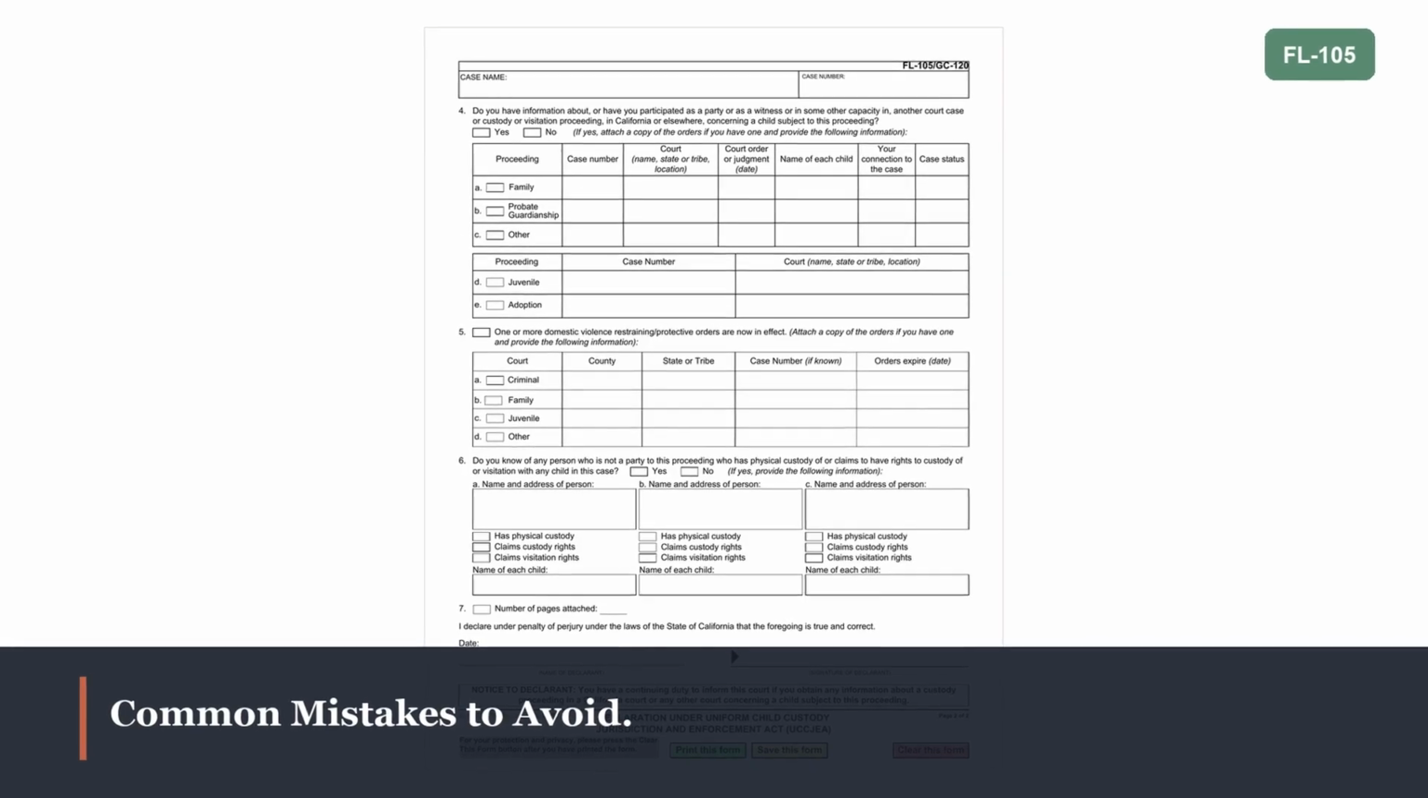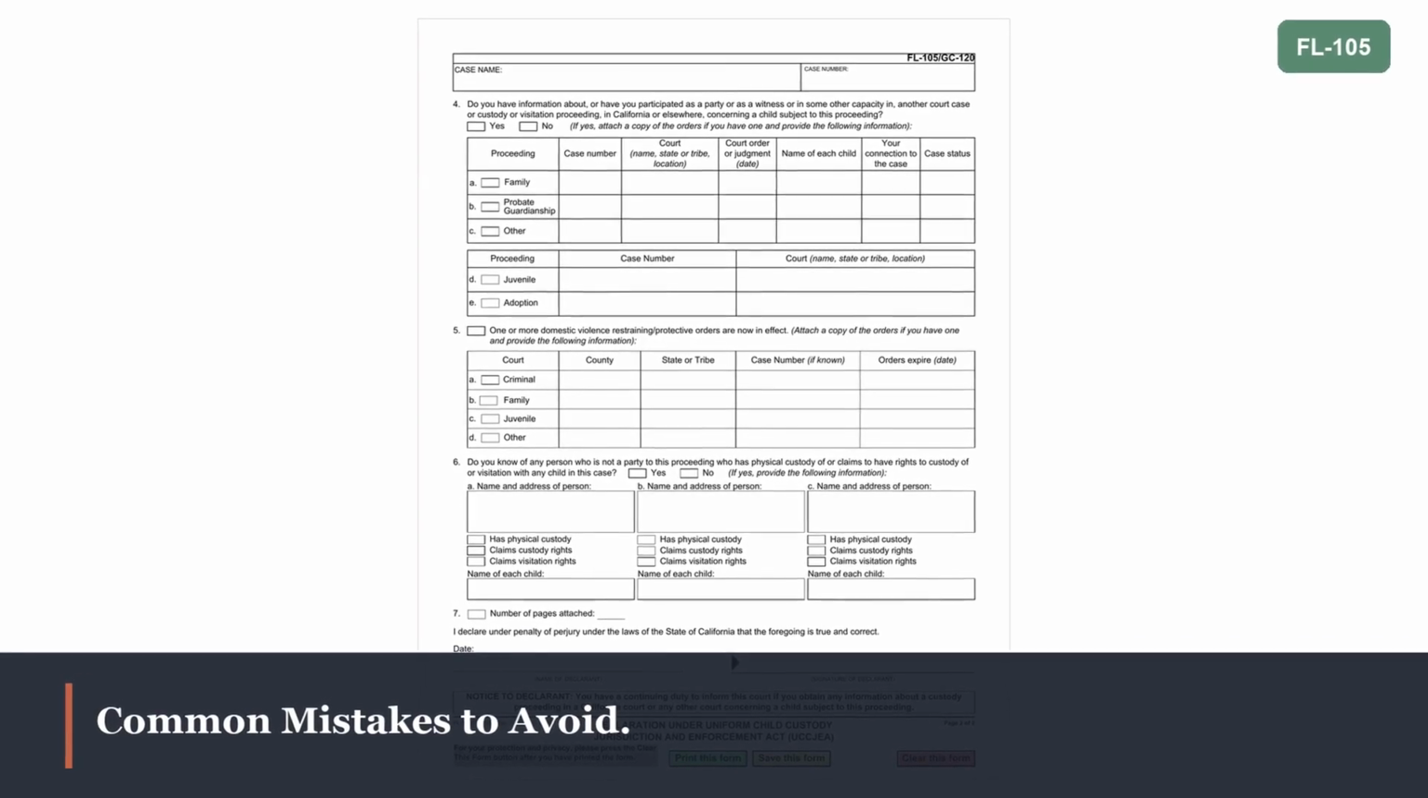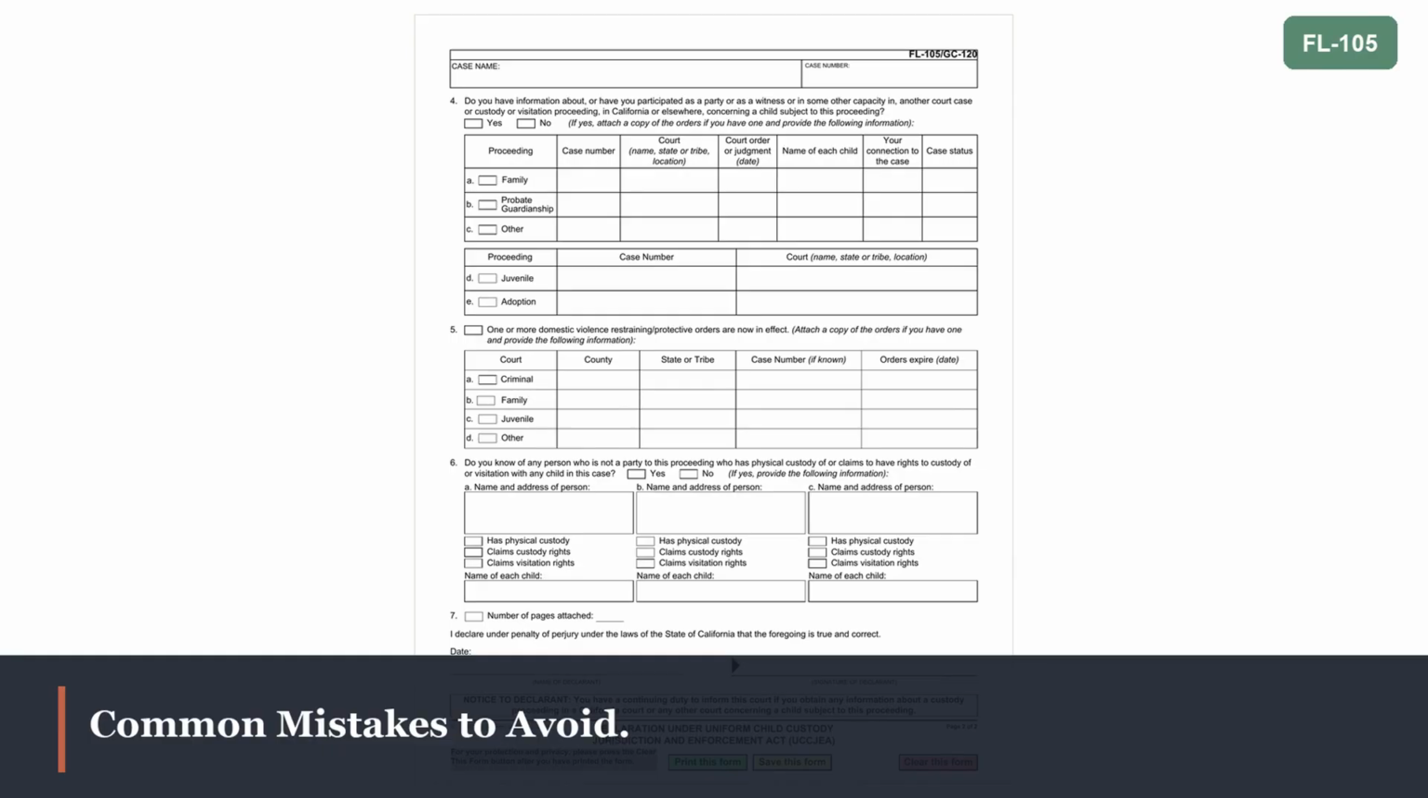Common mistakes to avoid: leaving the address history incomplete, especially when a child has moved between counties or states; forgetting to file FL-105 at all when the case involves minor children; not disclosing another pending or prior custody case involving the same children; guessing at dates instead of confirming them, since the residence history is what establishes jurisdiction; leaving out a relative or other adult who has actual physical custody of a child, even informally.